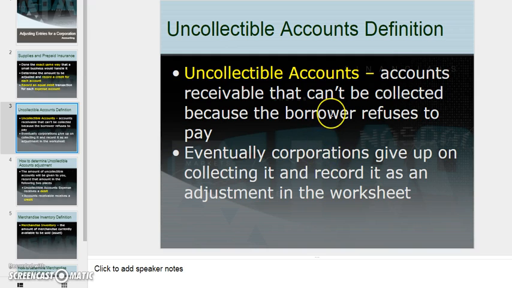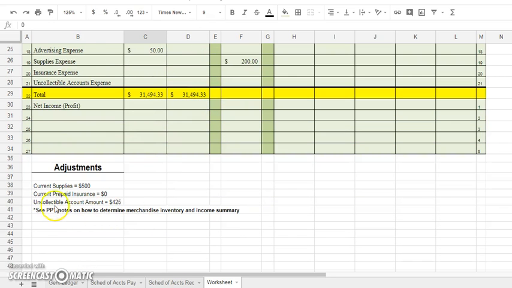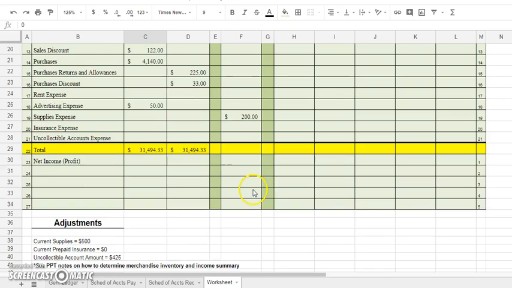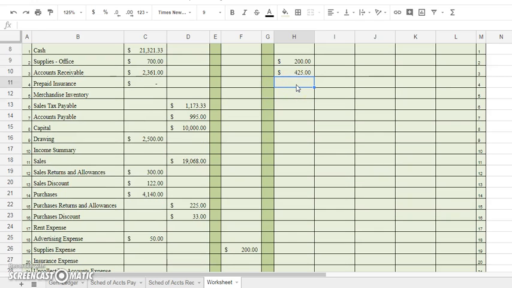So what we do is whenever we determine that they are uncollectible, we record that as an adjustment. We take that amount out of our accounts receivable. So back over to our worksheet, it says that we have uncollectible accounts equal to $425. So we have determined that there is $425 of our accounts receivable that we are never going to get. So we have to record that as a credit. And the reason we do is because accounts receivable is usually a debit balance, so a credit would reduce the amount. So we're going to put $425 as a credit, and just like before, since we did a credit, we have to do an equal debit.